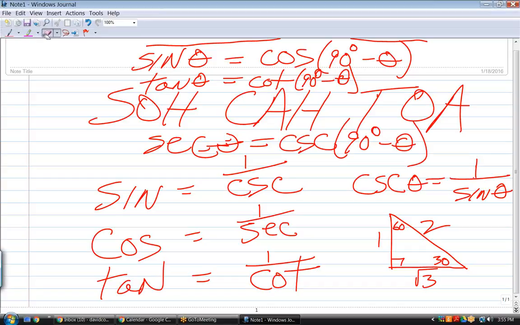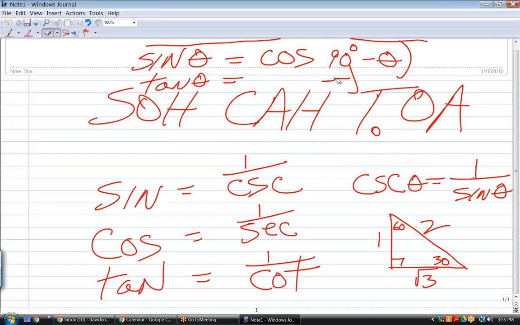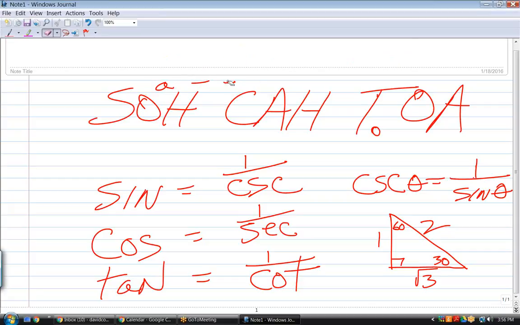Now, what trig ends up being is a ton of memorization. More memorization in trig than all the rest of your geometry put together, probably. Even though you're just going to get a taste of trig, you might not even get these cofunction properties this year.